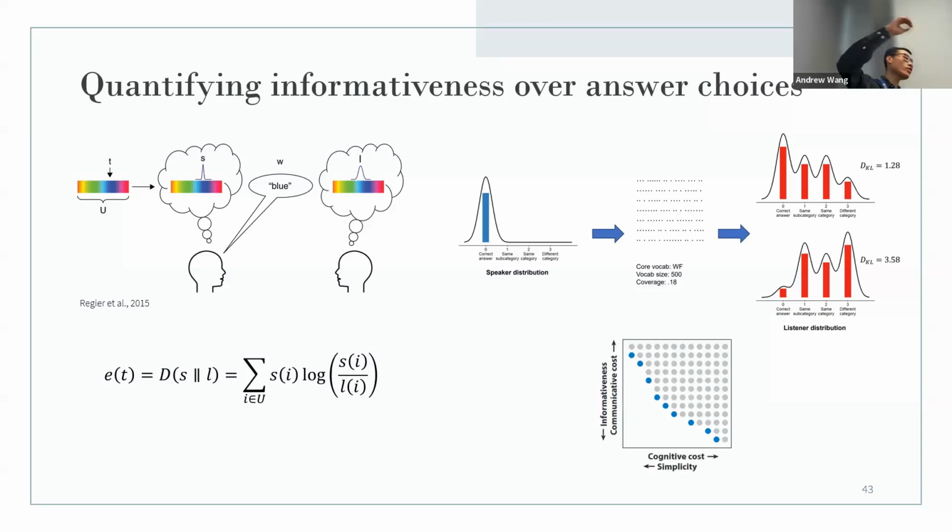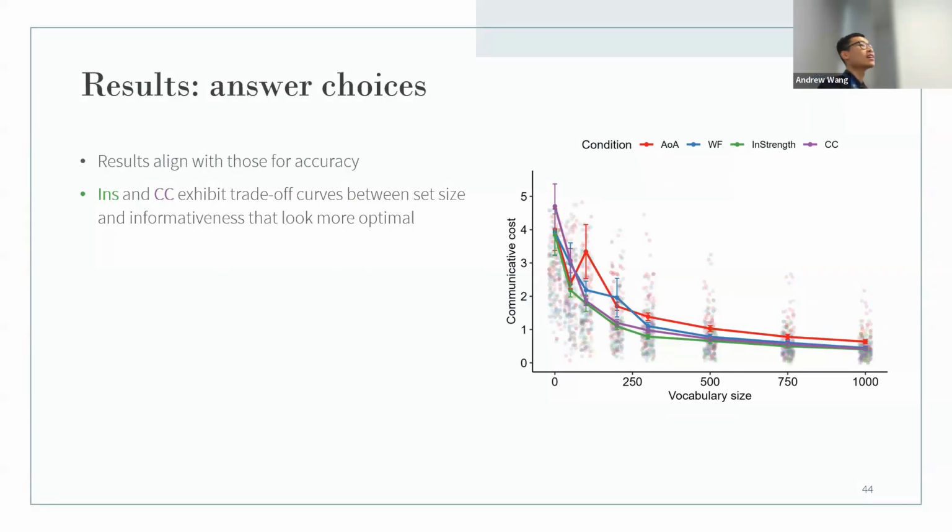And if we do that, maybe we can look at how each core vocabulary system trades off informativeness with complexity as vocabulary size increases and as coverage increases in kind of the same ways that I talked about before. And when we look at that, we saw that the results align very much with those that we found for accuracy. So it is quite interesting here to see that all four core vocabulary systems actually do exhibit trade-off curves that look something like an optimal trade-off curve. But what we found is that there does seem to be a difference in terms of which conditions are more optimal. And so the in-strength and CC core vocabularies look like they exhibit trade-off curves between vocabulary size and informativeness that look more optimal in that regard compared to the other two.